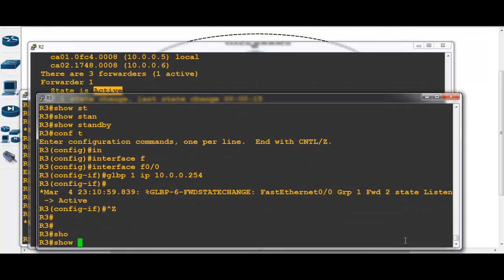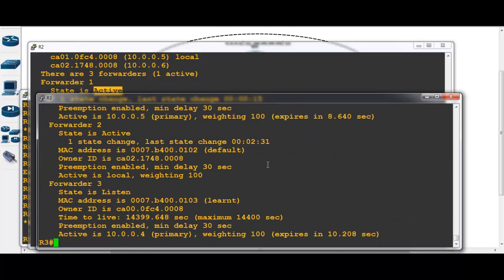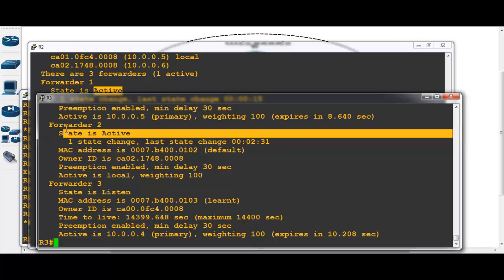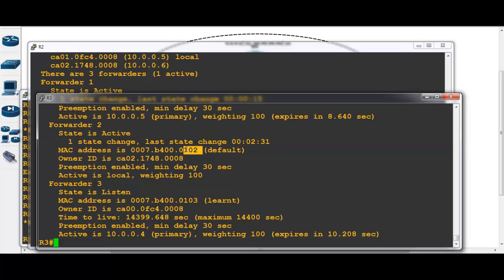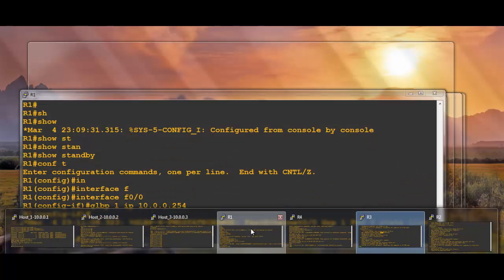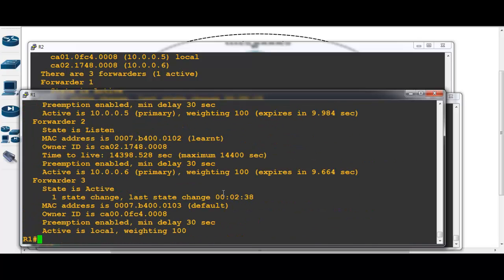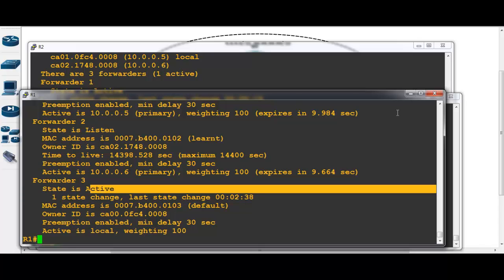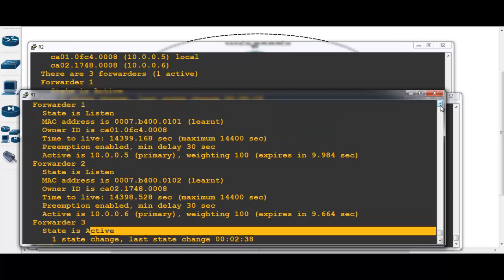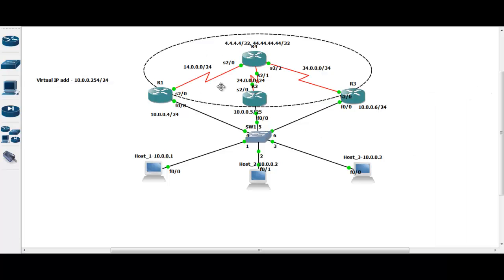Show GLBP. In here, if you see, this is active for forwarder 2, that is 102. And if you go to router 1, that will be active for 103. Show GLBP. And this will be active for 103. Listening for the other 2. So all 3 are busy forwarding the traffic. Because I got 3 gateways, these 3 PCs will be using separate gateways. This will be using R1, this will be using R2, this will be using R3.